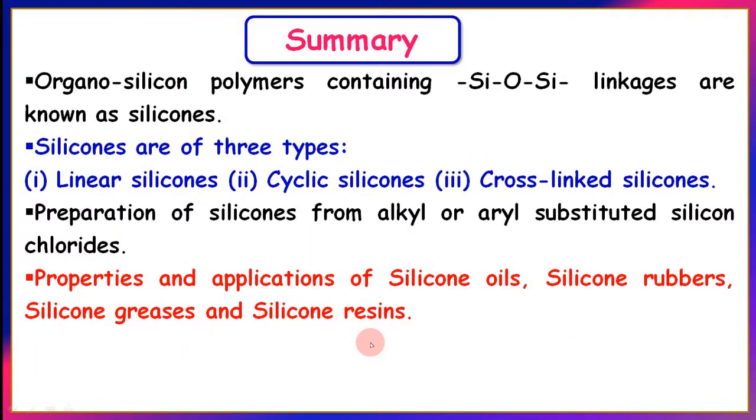Summary: organosilicon polymers containing Si-O-Si linkages are known as silicones. We also learned that silicones are of three types: linear silicones, cyclic silicones, cross-linked silicones. We discussed the preparation methods of silicones. We also learned about the properties and applications of different silicones.